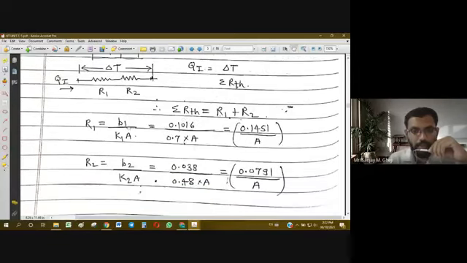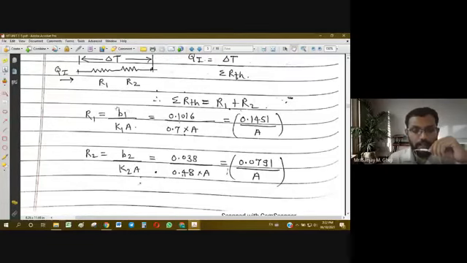Now let us evaluate R1 and R2. R1 is conductive resistance for a plane wall, so it is given by B upon K, so B1 upon K1 into area A. Again, this is a wall case, so area of cross section will remain the same for every layer. So B1 upon K1 into A. B1 is given 0.1016 meter. K1 is 0.7. So both are put together.